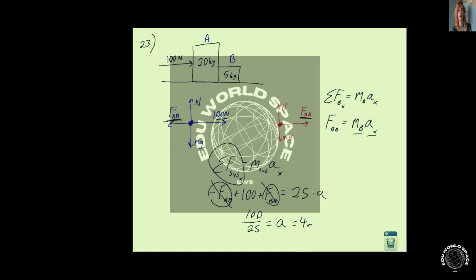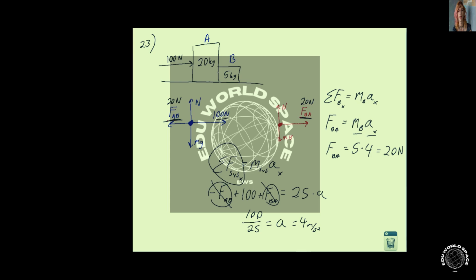Okay, so 4 meters per second squared, that means that block B is accelerating to the right at 4 meters per second squared. So going back up here, the force of B on A, or A on B, is going to be the mass of block B times its acceleration. That would be 20 newtons. Okay, so if it's 20 newtons here, then it's going to be 20 newtons here.